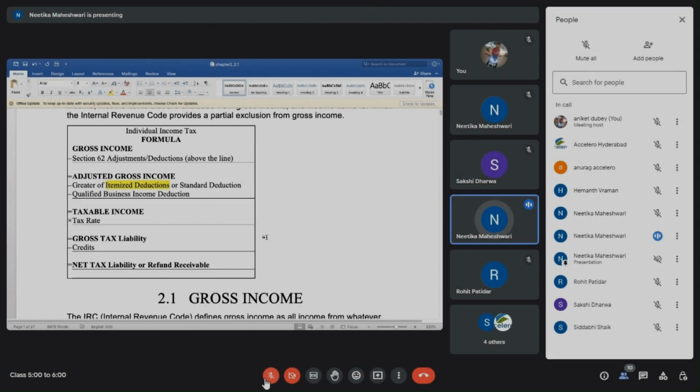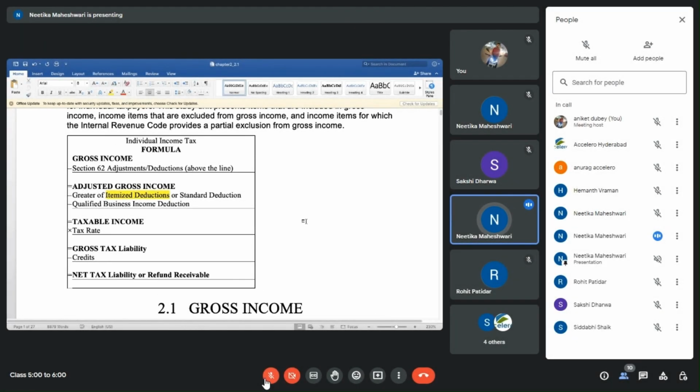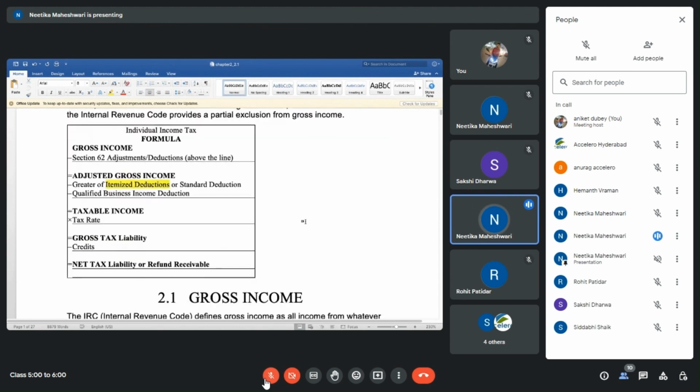Okay, so today we'll just start with chapter 2, and we don't have much time. We'll just straight away start with it. So chapter 2 is about all different kinds of income.